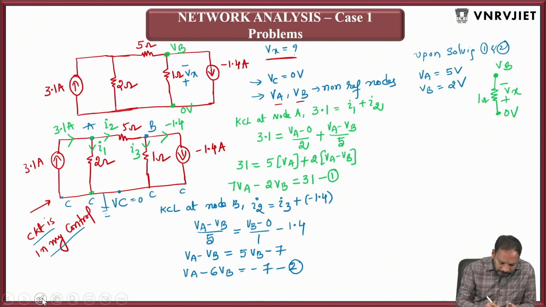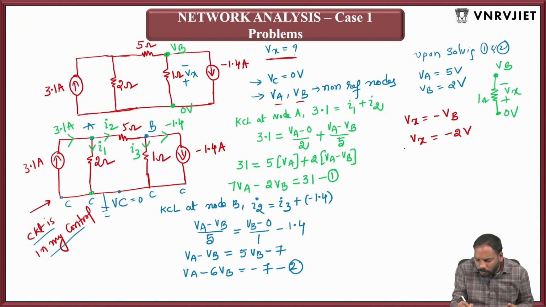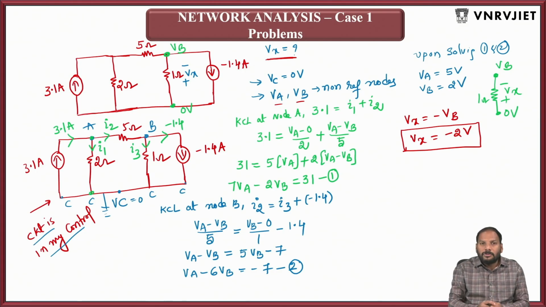Okay, so from this directly you can calculate the Vx. So actually the negative terminal of Vx is connected to VB, right? So that means I can say simply Vx is equal to minus VB. However you calculated VB, substitute this. So finally Vx value you'll be getting it as how much? Minus 2 volts. So this is how you can solve the problems of network analysis.